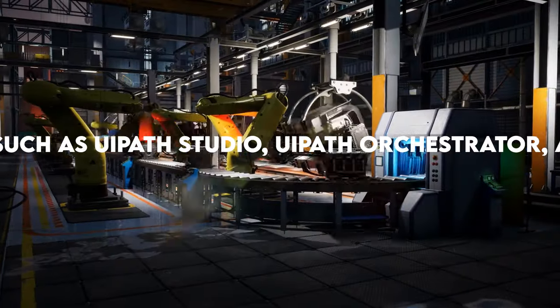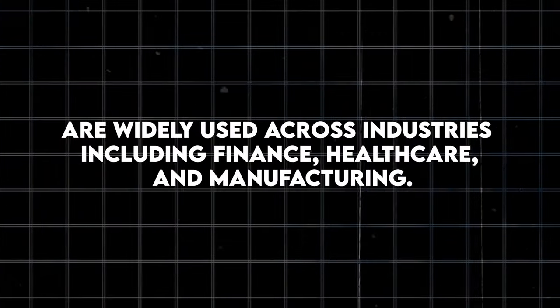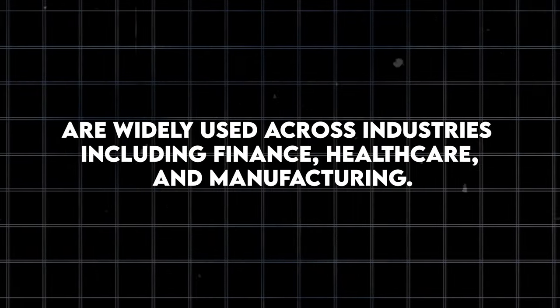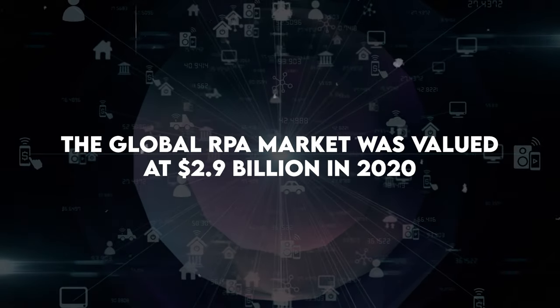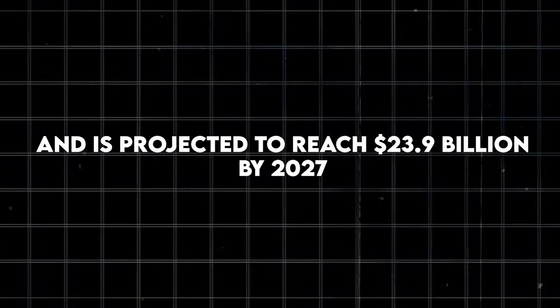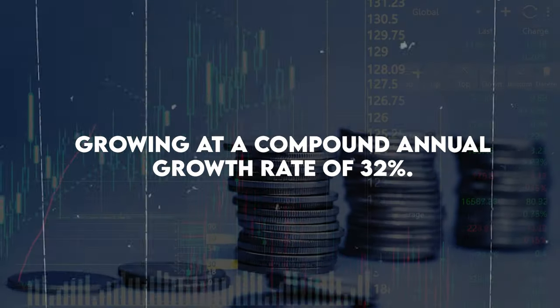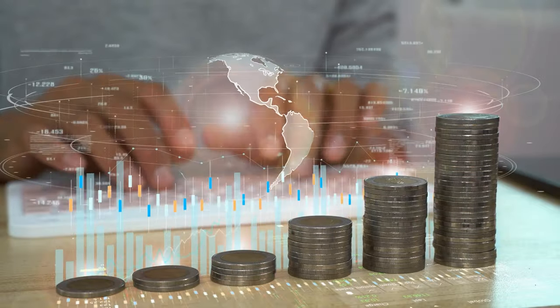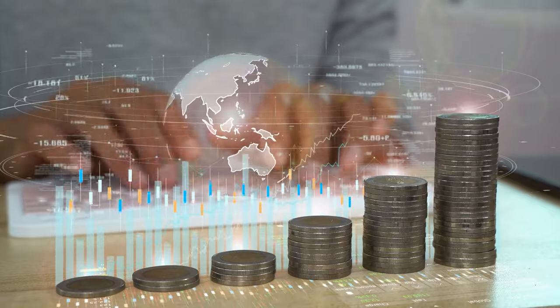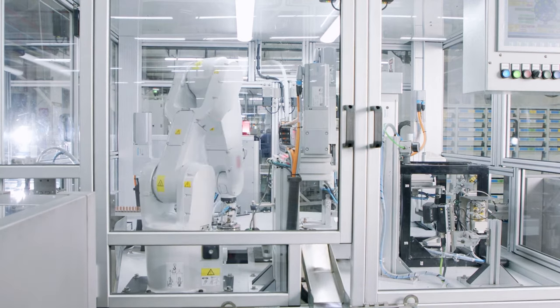Their products, such as UiPath Studio, UiPath Orchestrator, and UiPath Robot, are widely used across industries including finance, healthcare, and manufacturing. The global RPA market was valued at $2.9 billion in 2020 and is projected to reach $23.9 billion by 2027, growing at a compound annual growth rate of 32%. This rapid growth is driven by the increasing demand for automation solutions to enhance productivity and reduce costs. UiPath's comprehensive suite of RPA tools positions it well to capitalize on this market trend.